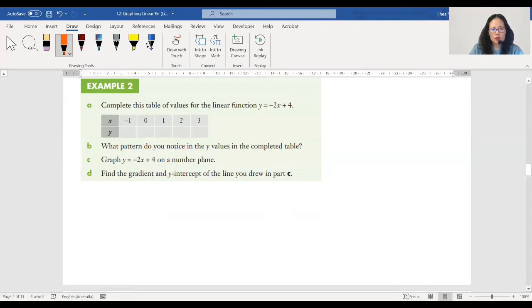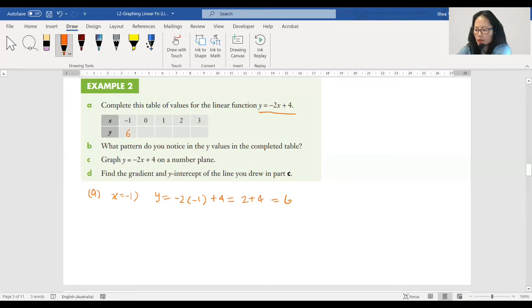Next one, example 2, I'm going to do. Now, example 2 here, we do A first. And just like what we did before with example 1, I'm just going to put it in when x equals minus 1. I will go y equals minus 2 times minus 1 plus 4. So that gives it minus times minus becomes plus 2, plus 4 equals 6. So I'm going to put it as a 6.